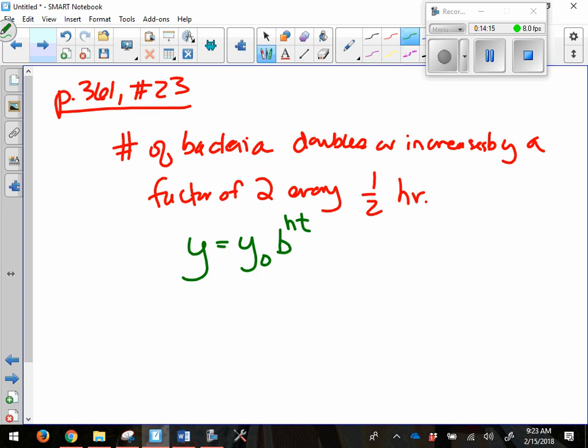What happens if I go through, in this case, half an hour? If I started off with 1 bacteria, how many bacteria am I going to have after half an hour? And after another half an hour? And after another half an hour? Okay, so that was 2 to the 0, 2 to the 1, 2 to the 2, 2 to the 3. So by whatever factor my bacteria grows every time interval, that's what I want b to be. So I'm going to let b be equal to what in this problem? 2. Okay.